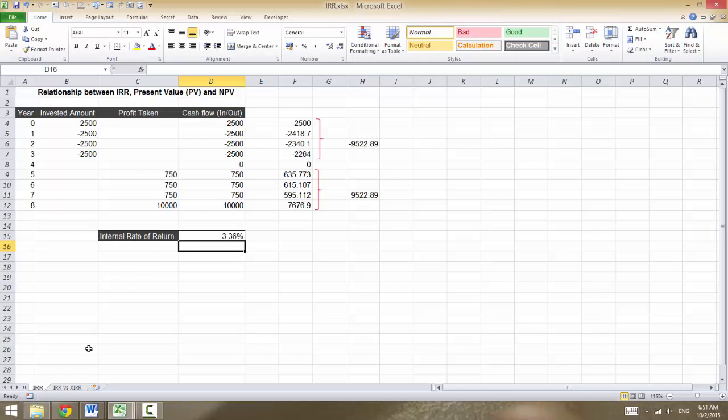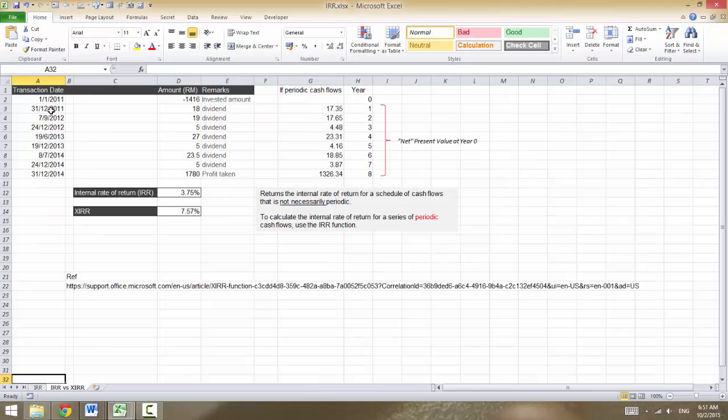So that is IRR. There's another variation called XIRR. IRR is used when there are periodic invested amounts and periodic profit takings. But XIRR handles things differently. It includes different durations. So the XIRR returns the internal rate for a schedule of cash flows that is not necessarily periodic.